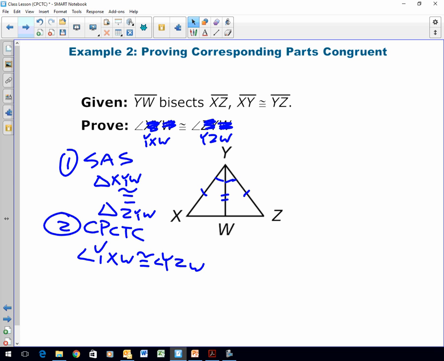CPCTC is like the frosting. When you get to the point where you can use CPCTC, your work's pretty much done, correct? This basically says everything else is congruent. Yay! Get me out of this class.